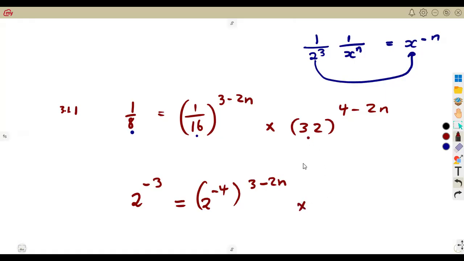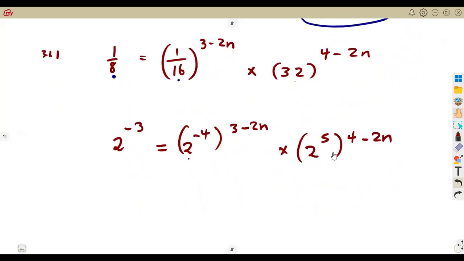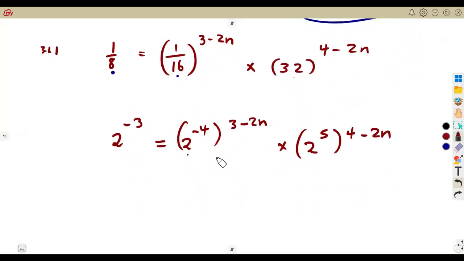times 32. It's already a whole number, but we need to write it in the same base of 2. So 32, remember, this is 2 to the exponent of 5, raised to the exponent of 4 minus 2n. This is what we have. We have the same base at least, the base of 2. There's 2, there's 2, there's 2. All right, the left-hand side, let's just ignore it.